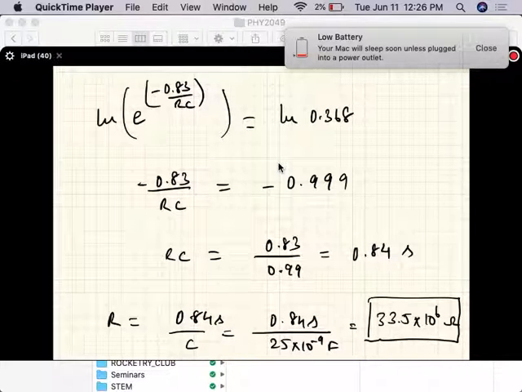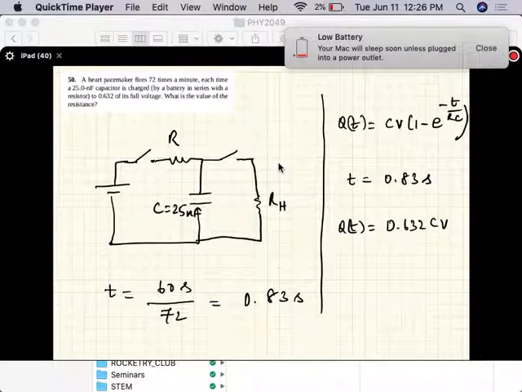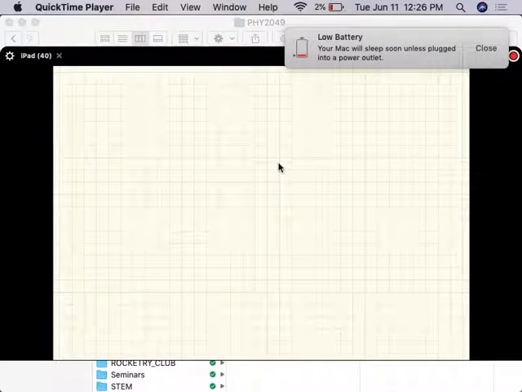Your computer is on 2%. Yeah, yeah, I know, I know. So we are done with that problem, right? Okay. Let's stop this thing.